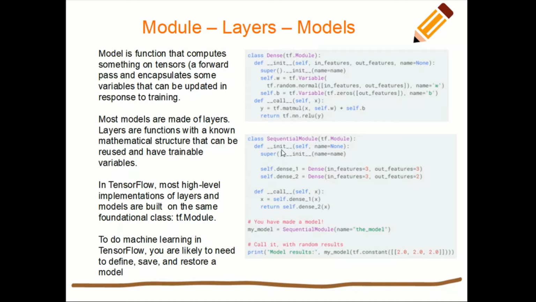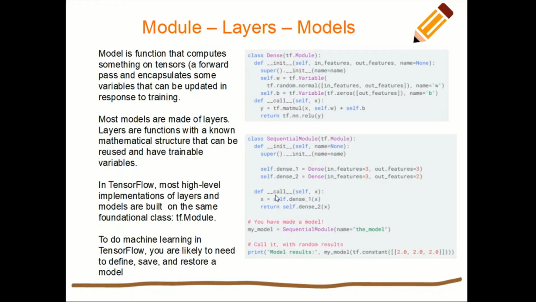In the sequential module, in the init method, we are creating two instances of this layer, right? Dense 1, dense 2, we are creating two instances, and while creating them we are giving the input features as 3, output features as 3 here, and in this case it is 3 by 2. So in essence we are creating two different layers with different sizes of input and output features.